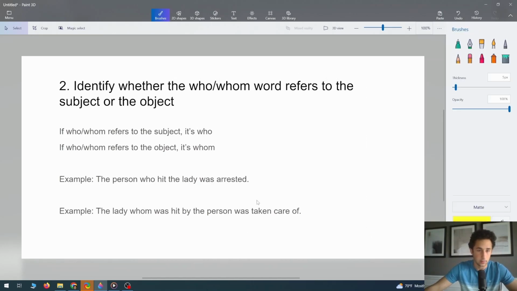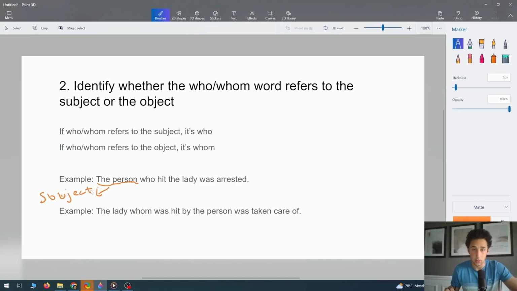All right. Let's take the first example. So let's go back to the first step here, and let's identify the subject and the object of the sentence. The person who hit the lady was arrested. All right. So who is doing the verb in this case? Who is doing the hitting? Well, it's the person who hit. So the person in this case is the subject of the sentence.